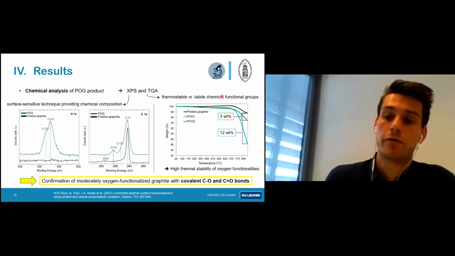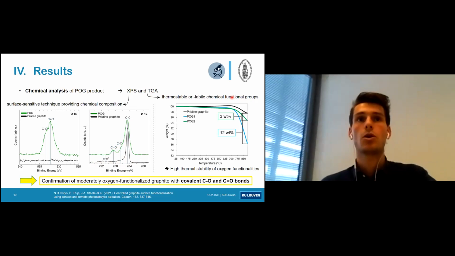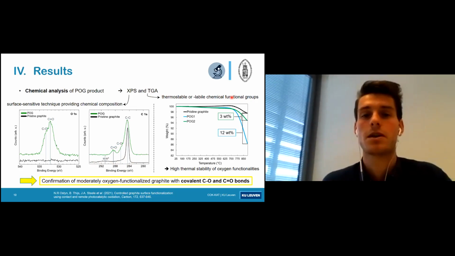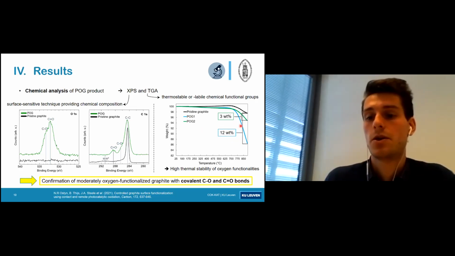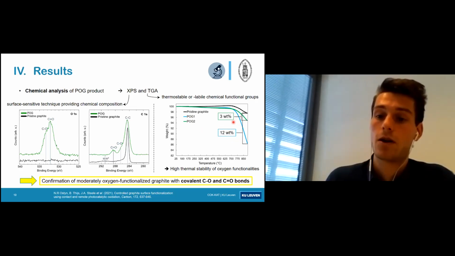of chemical functional groups. For example, oxygen functional groups are often less chemically stable and start to decompose from a certain temperature. As you can see here, this POG1 has a weight loss of around 12 weight percent, which corresponds to the loss of carbon as CO2 or CO, so due to the loss of oxygen-containing functional groups.